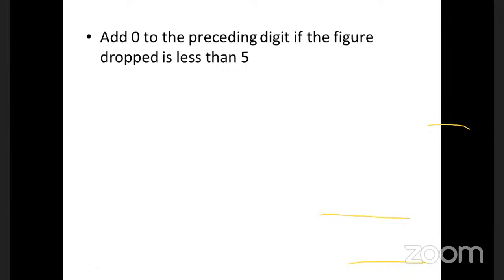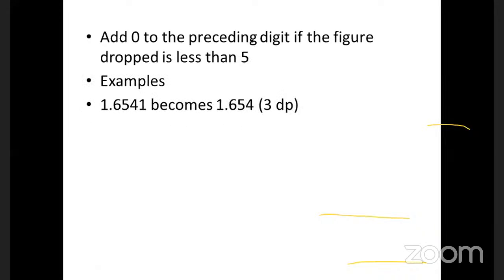The second rule is saying you add the 0 to the preceding digit if the figure to be dropped is less than 5. Now you see, this is simply the opposite of the first one. I'm running straight to the example here. Hope we're closely following this from our screen. What is the number we're supposed to round from the example?